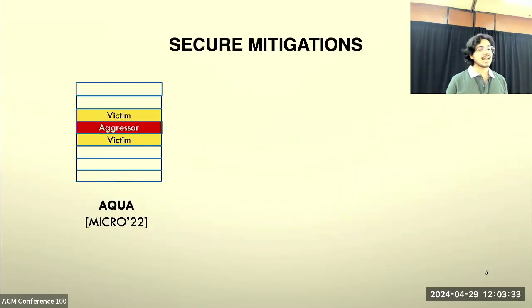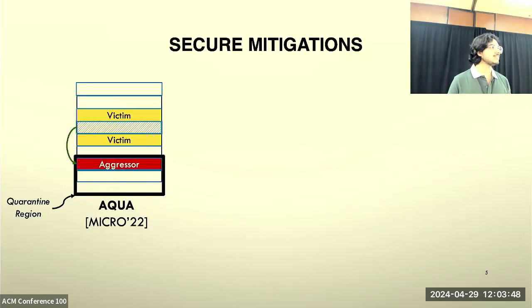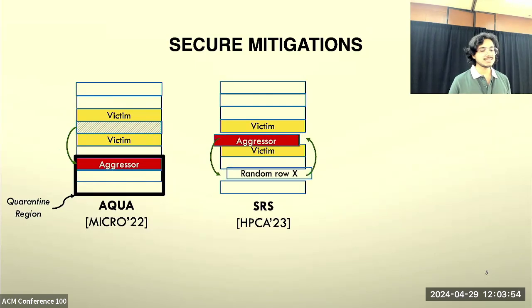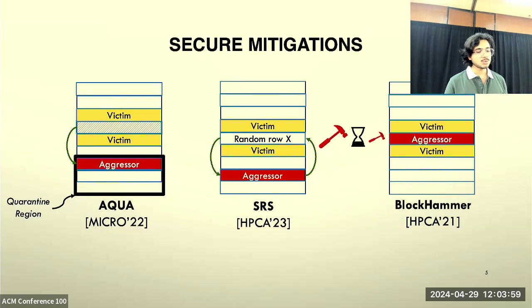So recent proposals have developed mitigative actions that are resilient to such complex patterns by focusing on the aggressor instead of the victims. A prior work of mine, Aqua, moves the aggressor away from the victim's neighborhood by migrating the aggressor to a dedicated quarantine region of memory. Another recent work, scalable row swap, swaps the aggressor with a randomly selected row in memory. Finally, Blockhammer controls the access rate to frequently activated rows, and by ensuring that no row gets more than the threshold of activations within 64 milliseconds, it also prevents complex attacks.